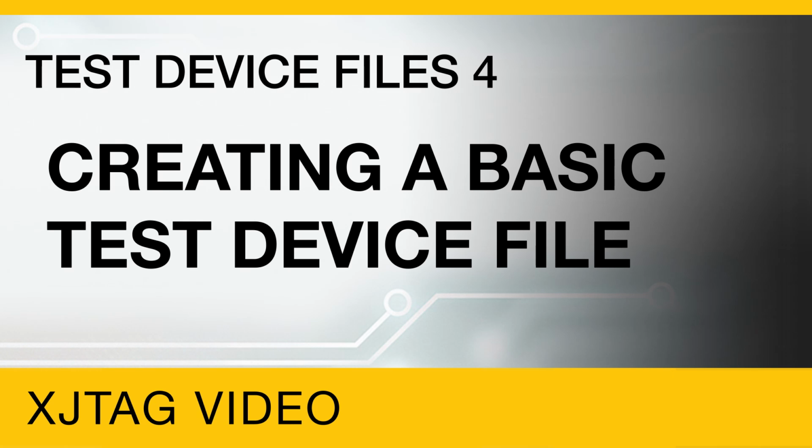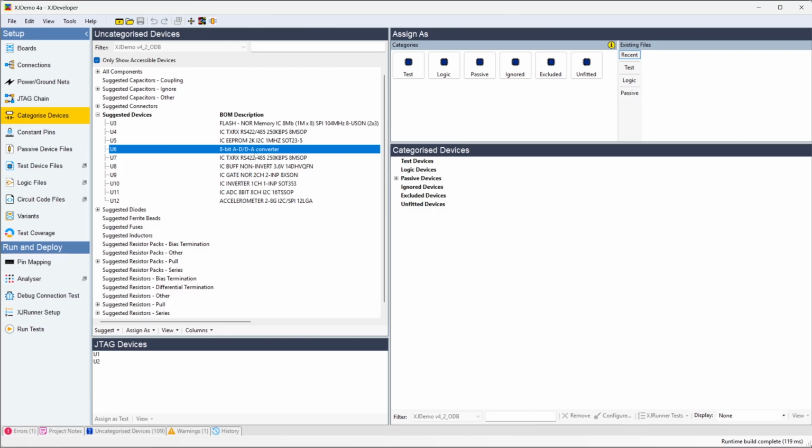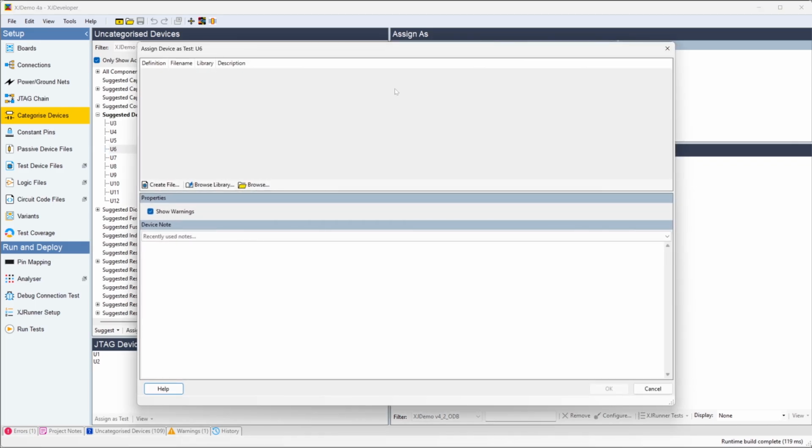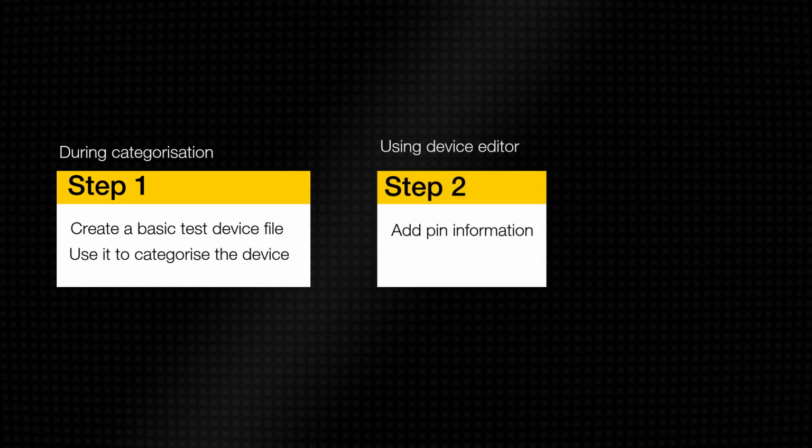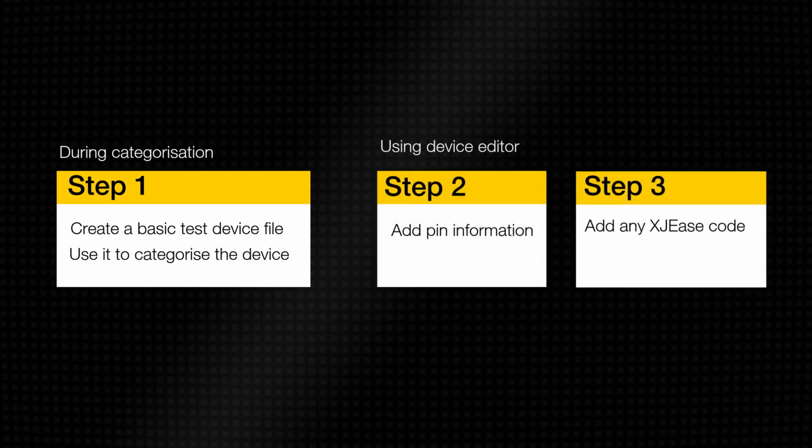Now that you've been introduced to the basics of test device files and XJE's functions, it's time to look at how to create your own from scratch. It starts here on the Categorize Devices screen when you categorize the device. The first step is to create a basic file and to use it to complete the categorization of that device. You then need to go to the new file and add information about the pins and insert any XJE's code.